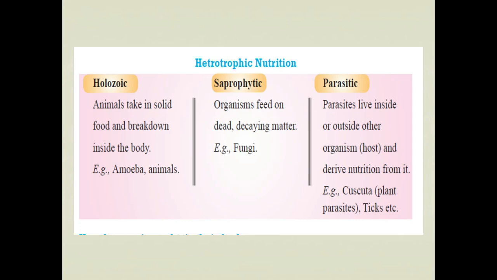for their growth. Next, the last one is the parasitic mode of nutrition, where some plants like Cuscuta is one such kind of plant which live inside or outside of the host organism and derive their nutrition. For example, you would have observed in some of the neem trees where some thread-like structures are hanging around in the neem trees. That thread-like structure is actually a parasitic plant which takes the nutrition from the neem tree.